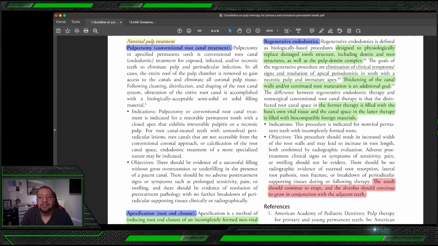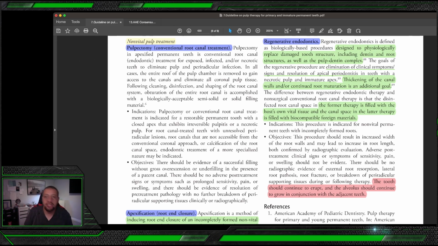The former therapy is filled with the host's own vital tissue in the canal space, and the latter therapy is filled with biocompatible foreign materials. Oh man, this is even sophisticated for me to read for the 100th time now. So the difference here, he speaks to you again. Regenerative endodontic treatment, you are aiming to fill the tooth from inside with soft tissue from the patient himself. And the other one, you are aiming to use a biocompatible foreign material to fill it.